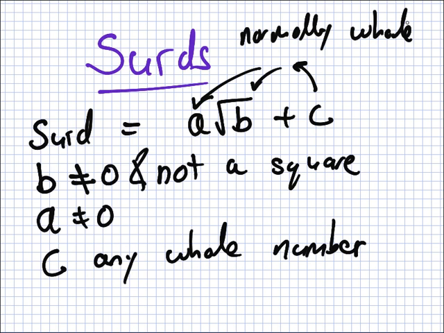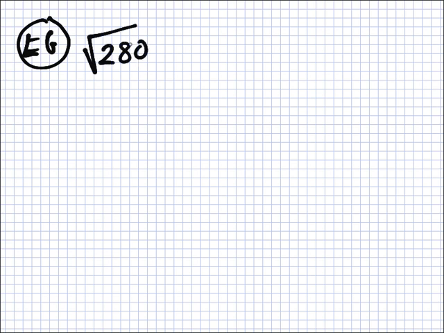Now, first thing we want. This whole lesson will be about how we work with surds, what way we can manipulate them. So the first thing I want us to learn how to do is how to simplify a surd. Suppose I have something like root 280. I want to reduce this. I want to simplify it.